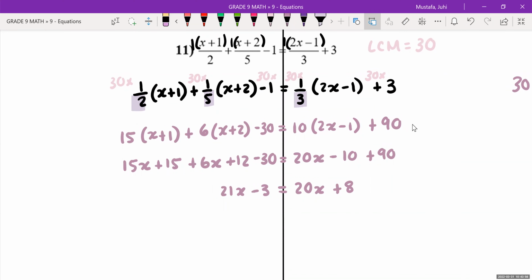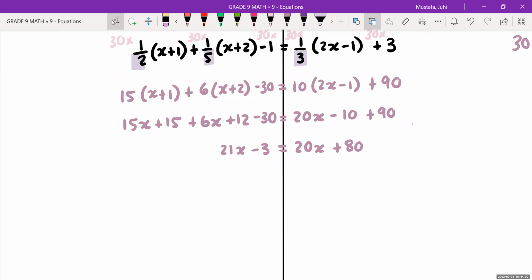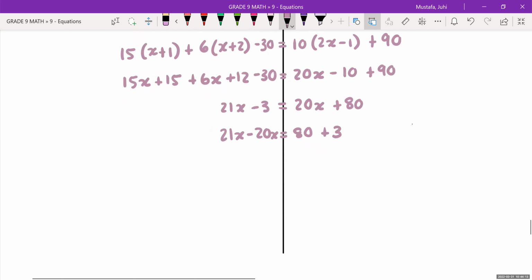You got something different? Okay. Right. I'm going to move the x's to one side, so it's going to be 21x minus 20x is equal to 80 plus 3. 21x minus 20x, it works out so nicely where it's just x, and then this side is going to be just 83.